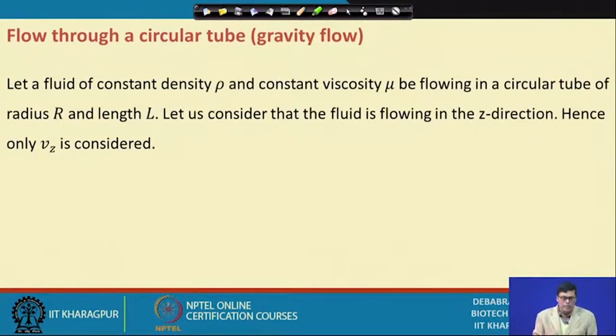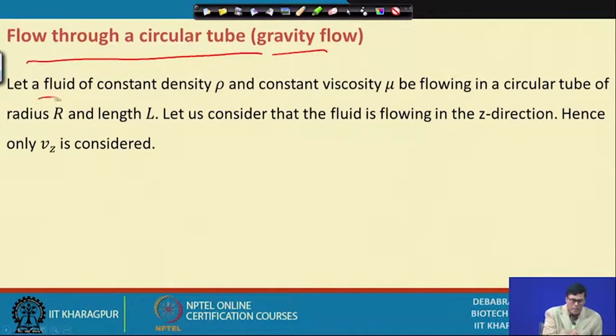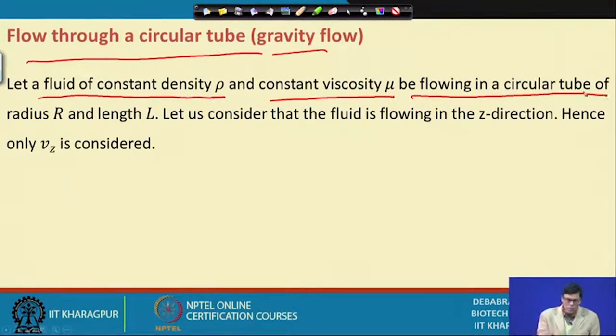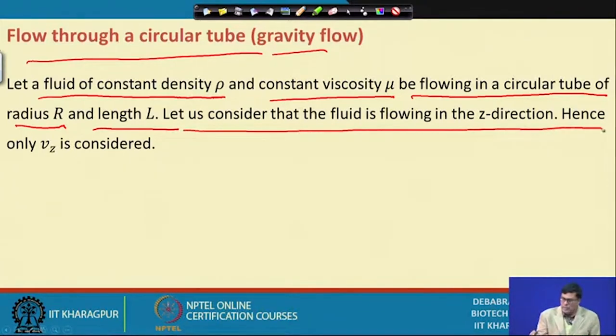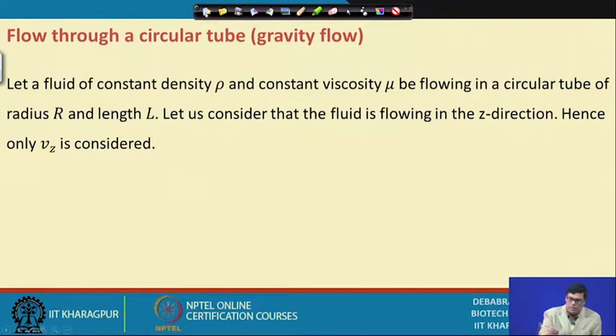Now let us calculate the flow of the fluid through circular tubes. That is the cavity flow. Let the fluid, with constant density rho and viscosity mu, be flowing in a circular tube of radius capital R and length L. Let us consider the fluid moving in the Z direction, and hence Vz is considered. Vz is the velocity in the direction of Z.